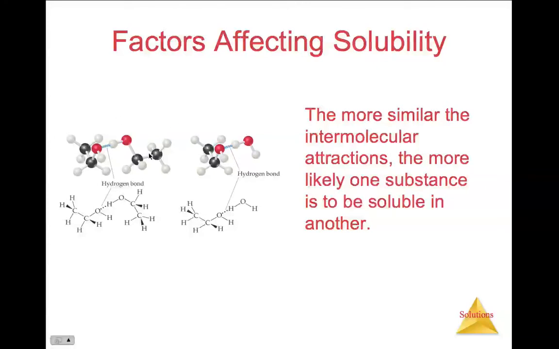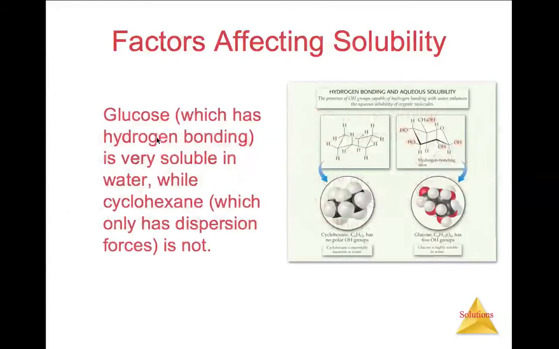So you can see here, these are ethyl alcohol molecules. They can form hydrogen bonds with one another, and therefore they can form good hydrogen bonds with water, and so they're quite soluble in one another. Ethyl alcohol and water are like dissolves like, both hydrogen bonding, similar size molecules. Glucose, which has hydrogen bonding, is very soluble in water, while cyclohexane, which has only London dispersion forces, is not.